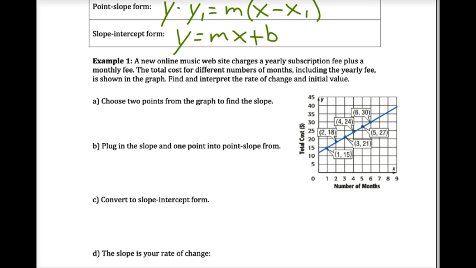Tara Burke, which 2 points do you want to choose? Just give me the points first. Let's circle 1, 15, and 3, 21. Okay, so she chose the first one and the third one. That's fine.